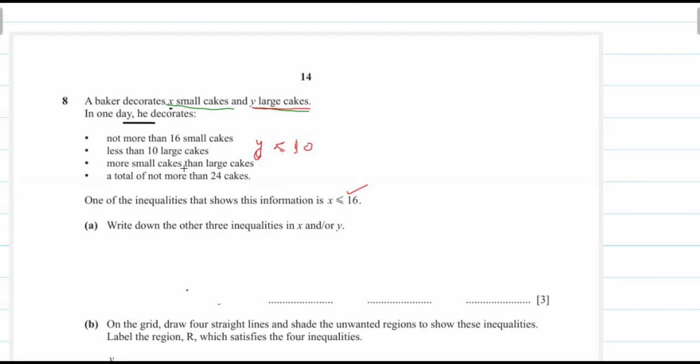Next is more small cakes than large cakes. The small cakes are represented by x and large cakes by y. Therefore, y is less than x. Total of not more than 24 cakes means the sum of the number of large cakes and small cakes is less than 24, and this is the third inequality. We write y is less than 10, y is less than x, and x plus y is less than 24. These are the three inequalities.